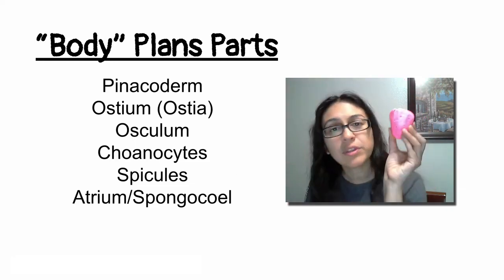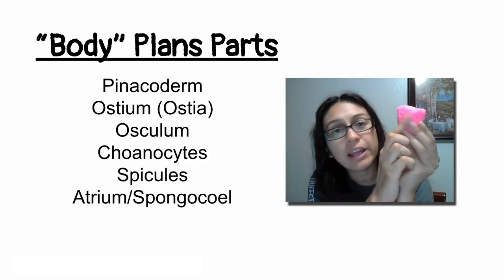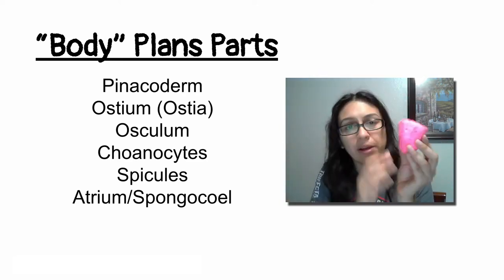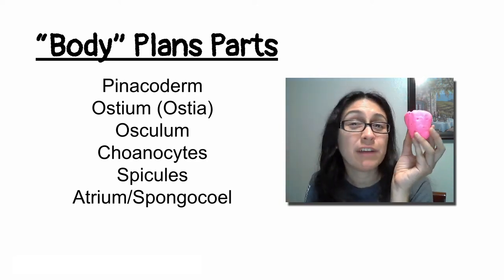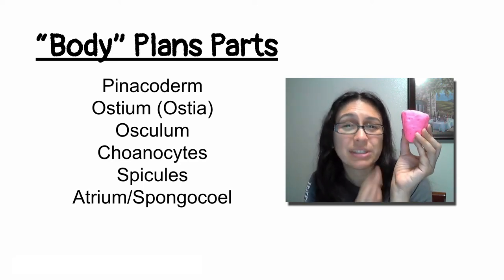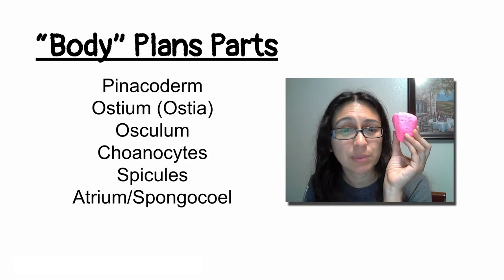So starting with the pinacoderm, that's the outer layer of the sponge, and it's the whole outer layer all the way around the sponge from top to bottom. The outer layer of the sponge is made out of pinacocyte cells, and it's basically like skin, like the protection on the outside of the sponge there.